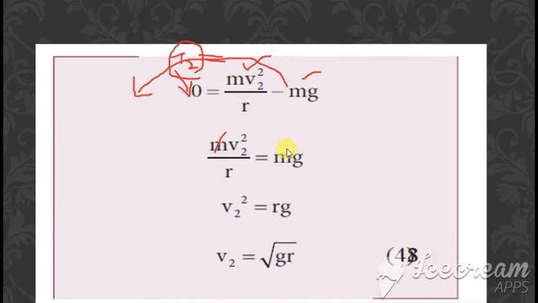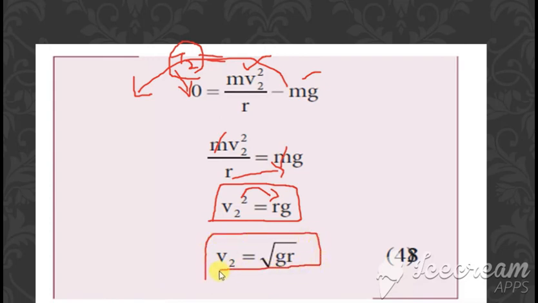Now cancel the value of m, so we get v2 square is equal to, bringing this r to this side, v2 square is equal to r into g. Whenever you take a square term to the other side, it becomes root of. So we get v2 is equal to root of g into r. So we have got the value of v2.